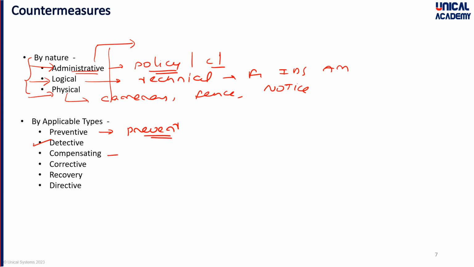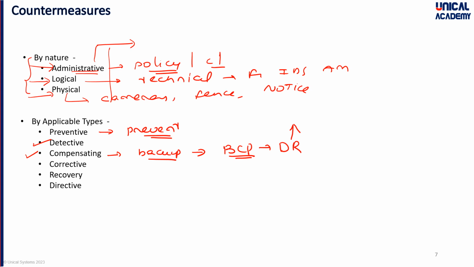The compensating controls provide various options to other existing controls to enforce security. In case of data loss, how can I compensate? Let me have a backup. In case of site outage, how can I restore the services? Let me plan for my business continuity plan and disaster recovery site somewhere. So these are the compensating controls.